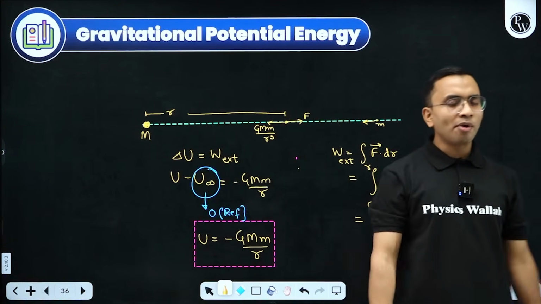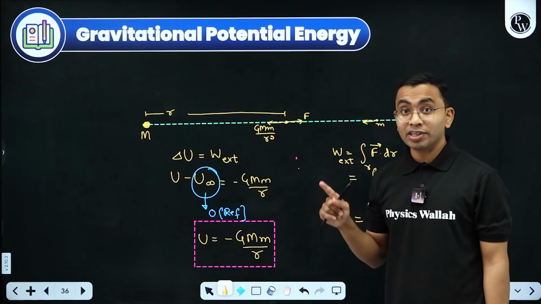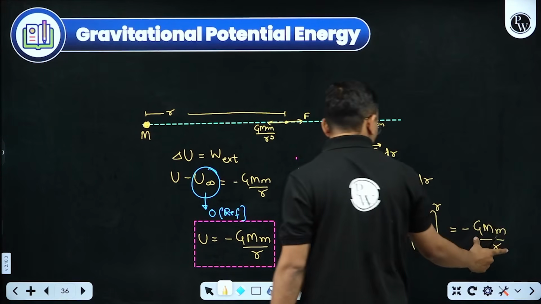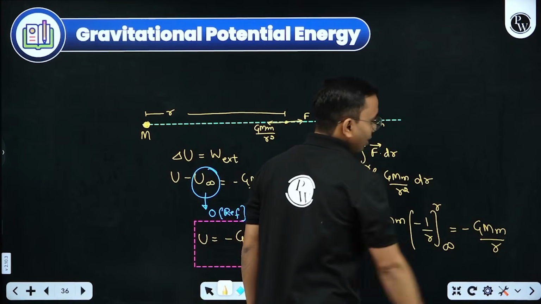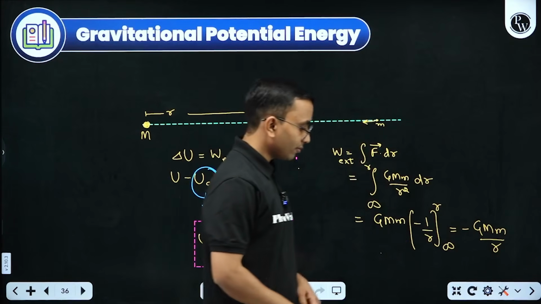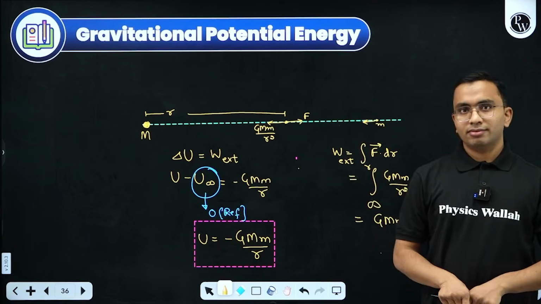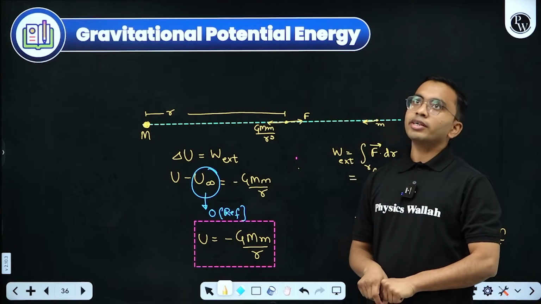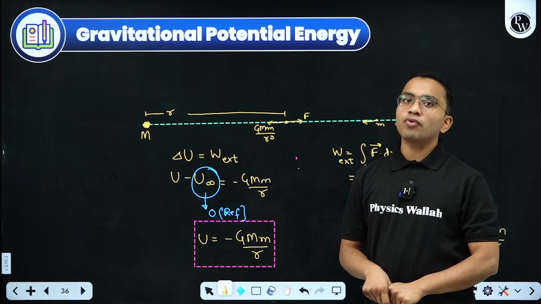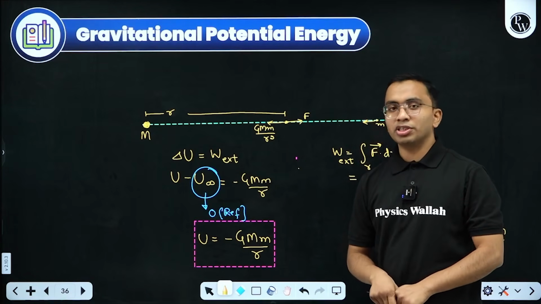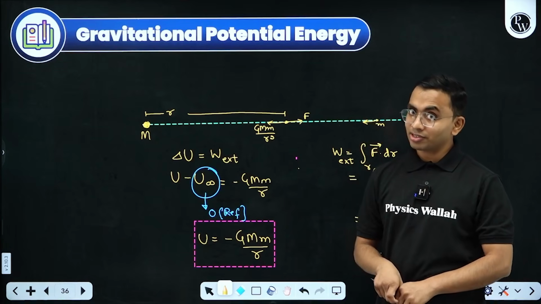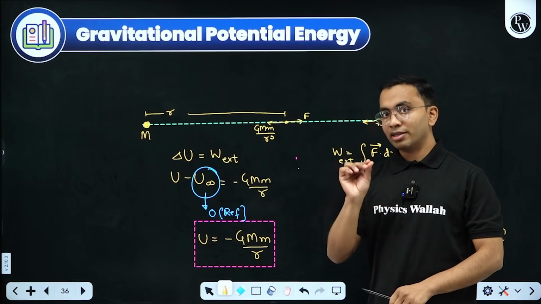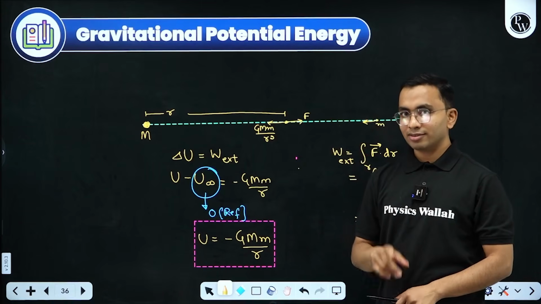If you ask me how much work is done by the gravitational field, it is the opposite of this. The gravitational field does work GMm by r. I discussed this when conservative forces are there. Work done by the conservative force is equal to the negative of the change in potential energy. Work done by an external force is equal to the change in potential energy when the particle is moving slowly. Getting it? So keep this in mind.